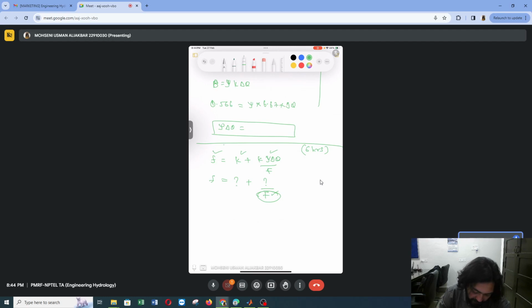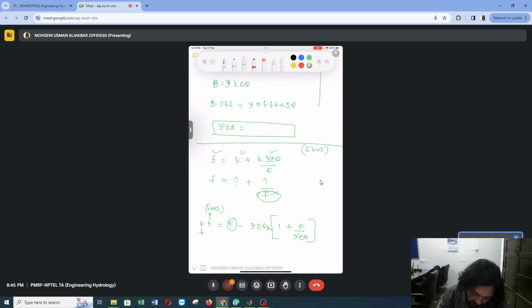So the equation of capital F is Kt equals capital F minus psi delta theta natural log of 1 plus F over psi delta theta, right? This is the equation to get the value of F. So here we can put the value of t as 6 hours.